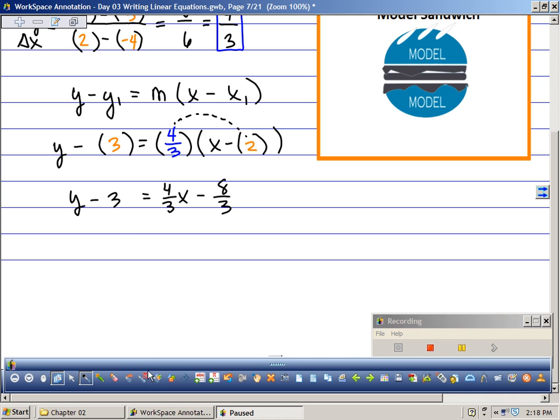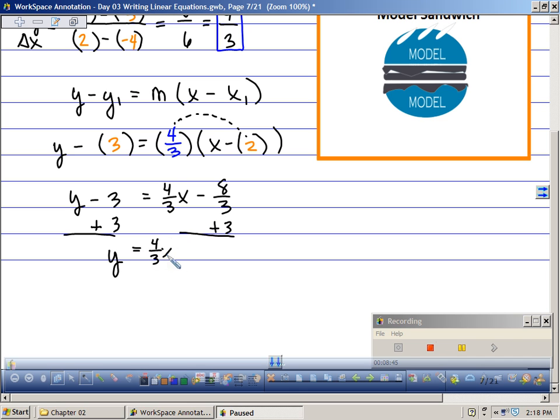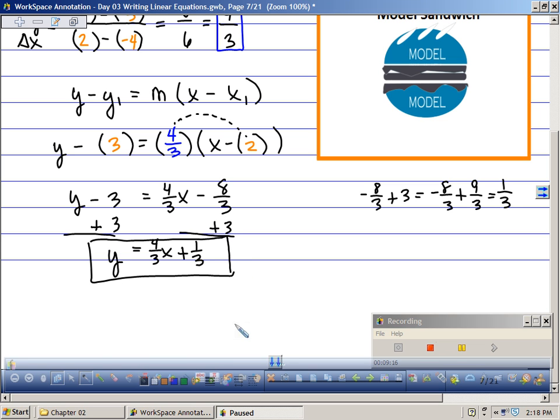So finally, I have to solve for y. So I'm going to add 3 to both sides. When I do that, I get y equals 4 thirds x. Uh-oh, negative 8 thirds and 3. Let's do that over here. Negative 8 thirds plus 3 is just like saying negative 8 thirds plus 9 thirds. Is it 9 over 3, 3? So negative 8 thirds plus 9 thirds is 1 third. Plus 1 third. There is my equation in slope-intercept form.